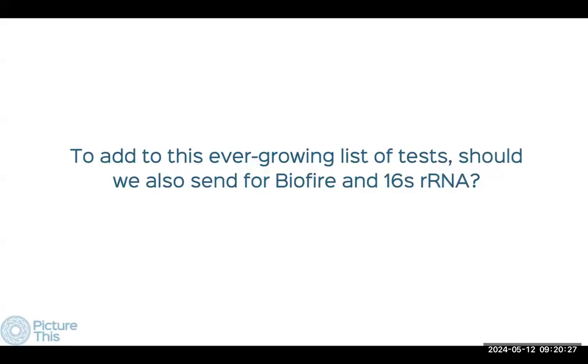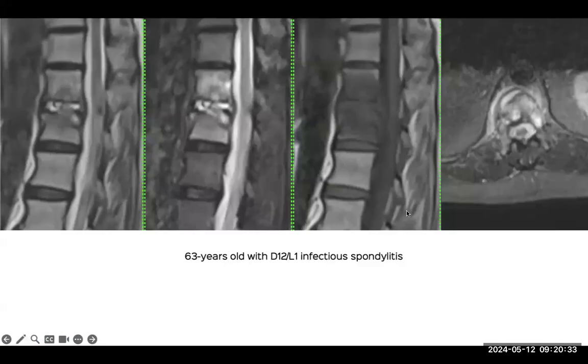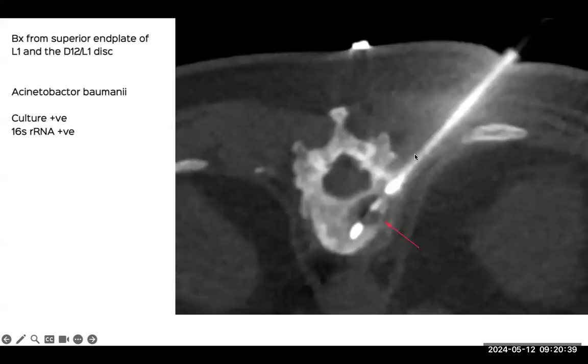And so then what are the other tests that we would use? You know, would we add biofire? Do we add 16S rRNA? So here's a 63-year-old D12L1 infectious spondylitis. This was a costovertebral approach, and this was Acinetobacter baumannii, culture positive, 16S rRNA positive.